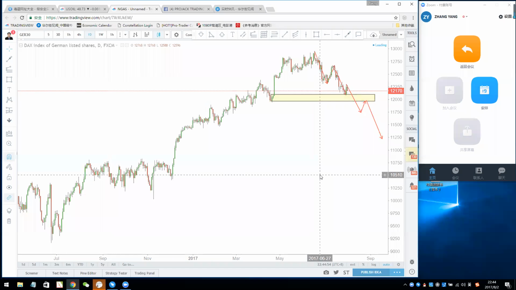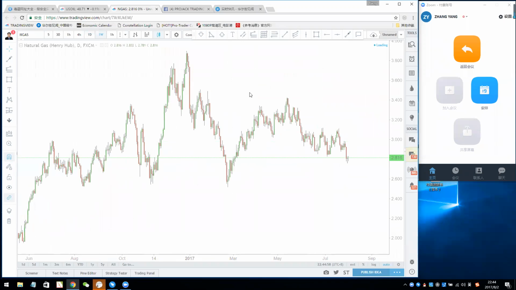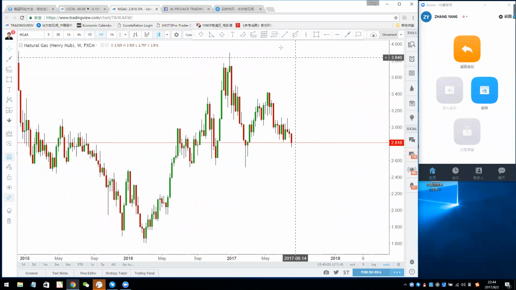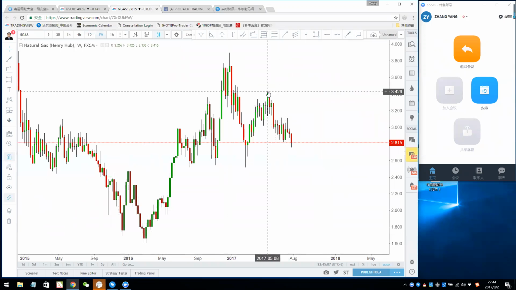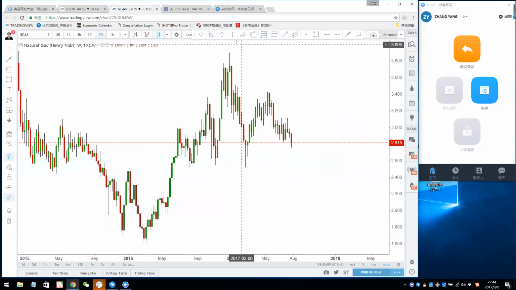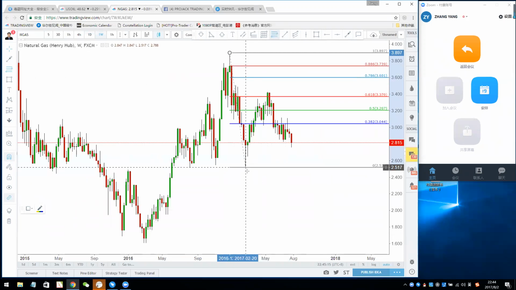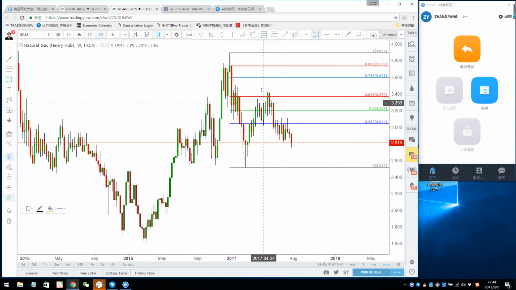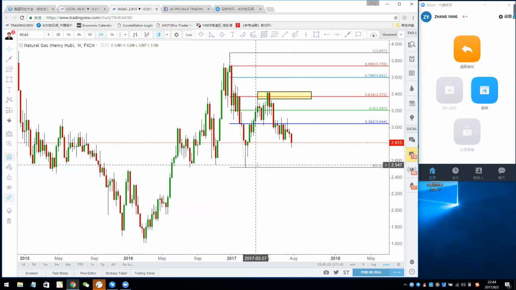Natural gas. The natural gas has been sideways for quite a long time, and very obviously it cannot break. 3.4 is where I shorted last time. Last time when I said I was going to short, it was actually from the 618 level, from 3.37 or 3.4. And right now it goes down but didn't really close below.